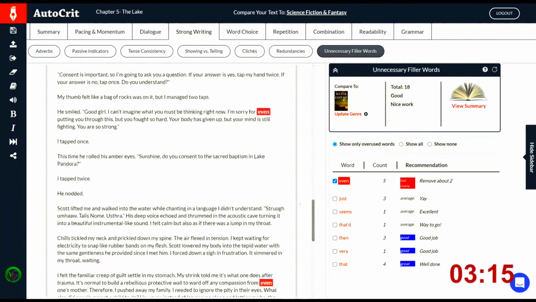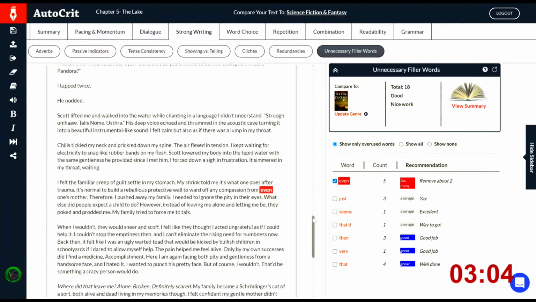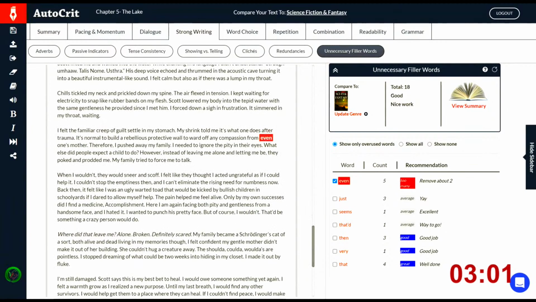"He smiled. Good girl. I'm sorry for putting you through this." I don't think he would say it there. He's much more to the point when he's talking, so I think it'd be okay to get rid of that one. "It's normal to build a rebellious protective wall to ward off any compassion from even one's mother." I think getting rid of this whole sentence is kind of crazy. From others. Let's just say others.